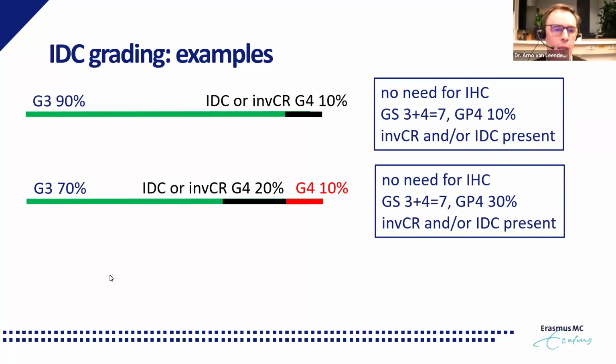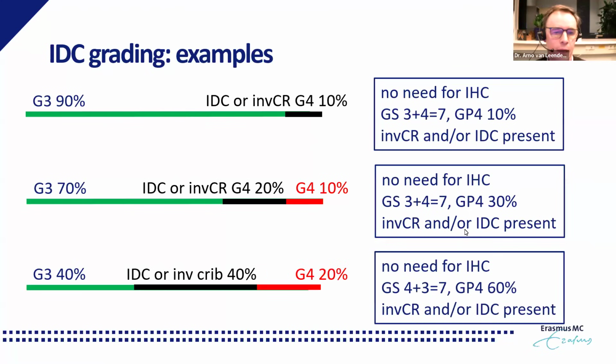is present. There's another scenario: 70% pattern 3, 10% really invasive pattern 4, 20% cribriform, and you do not know whether it's IDC or invasive cribriform. No need for IHC, just grade as if it were. So that would be 3 + 4 = 7, 30% pattern 4, invasive cribriform and/or IDC present. And then finally, 40% pattern 3, 20% invasive, and then 40% we don't know. Just grade it as if it were, so that would be 4 + 3 = 7, 60% pattern 4. That's actually how to go, and we now all agree in the world how to approach this scenario.